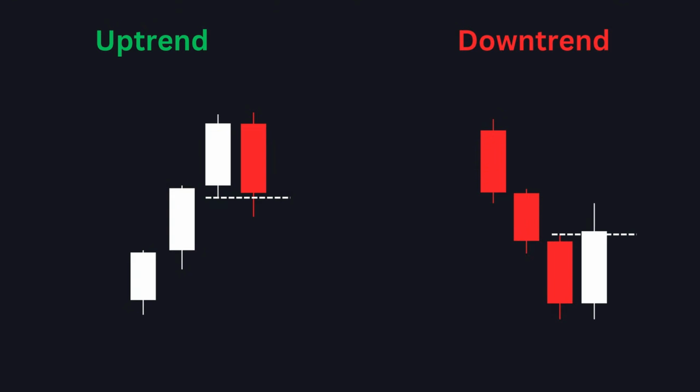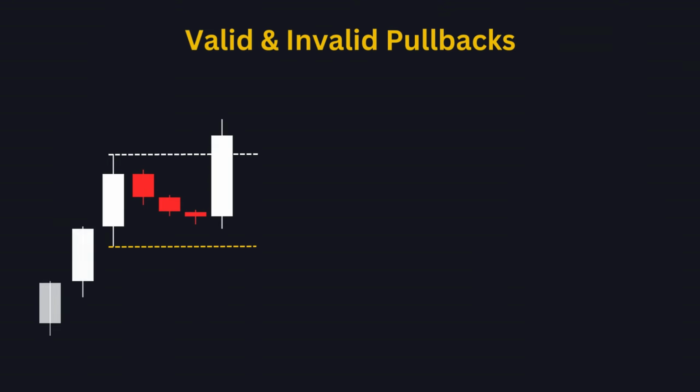Same for the bearish scenario. A valid pullback is identified when a candle breaks above the highest point of the last bearish candle and sweeps the liquidity above it. Now let's see some other examples to understand more clearly.